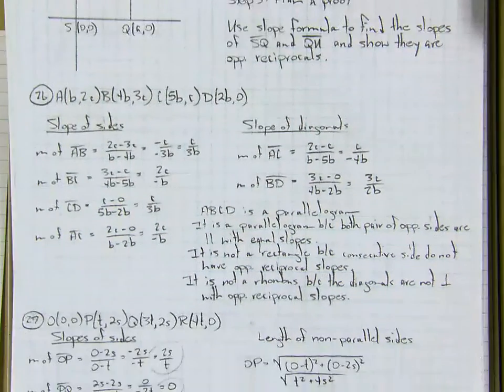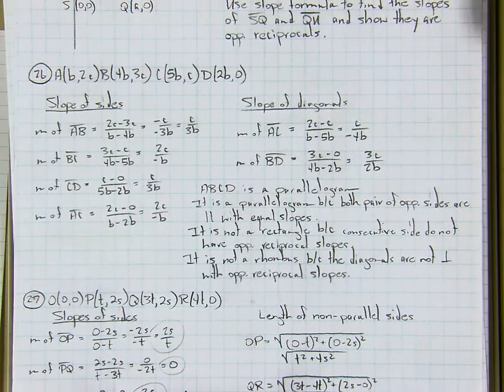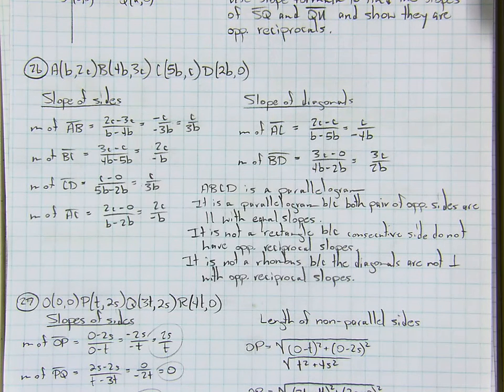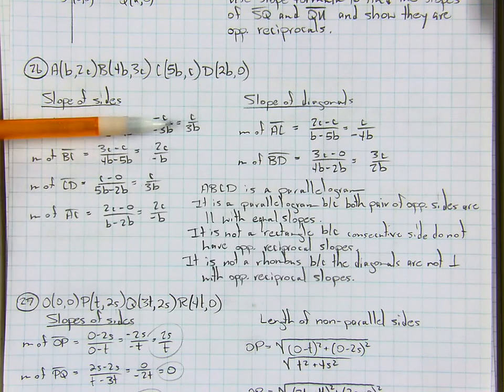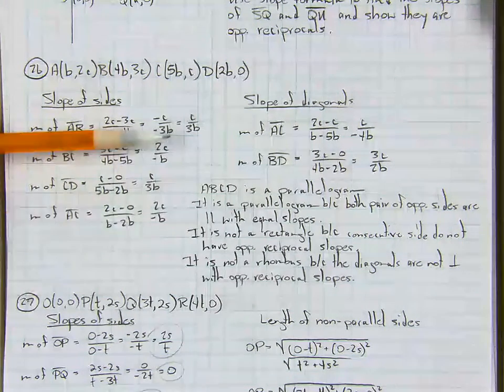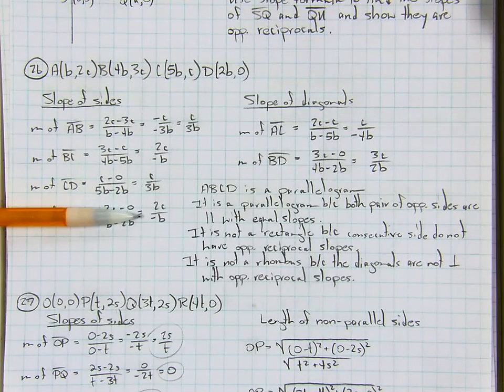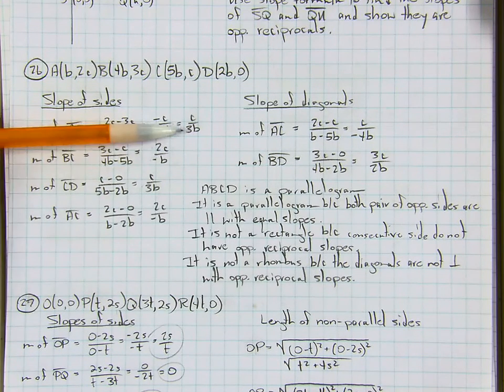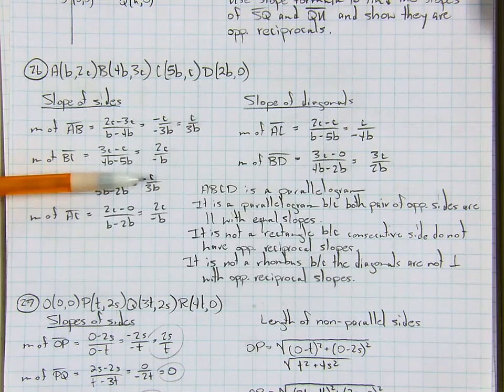All right, number 26. These are a lot like the problems in the previous assignment. It's just that we have variables included, not just numbers. If we're trying to find the most precise name of the quadrilateral, we first get the slope of all the sides. From there, we can determine if it's a parallelogram. If opposite sides are the same slope, then opposite sides are parallel. That's true for this one. Then we look at consecutive sides. Are they opposite reciprocals? The answer will be no. So it's not going to be a rectangle or a square because consecutive sides do not have opposite reciprocal slopes.